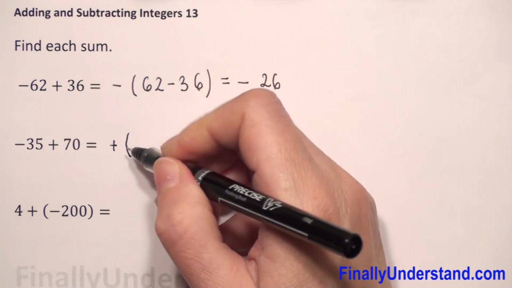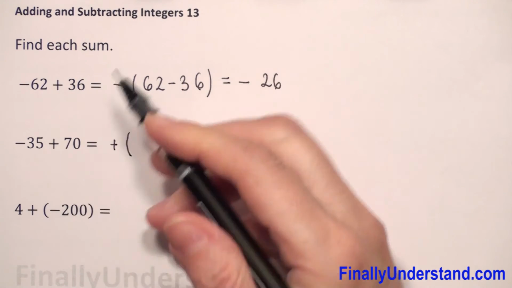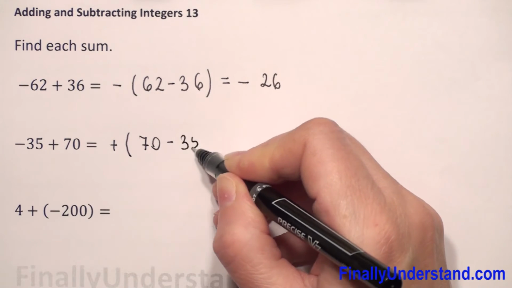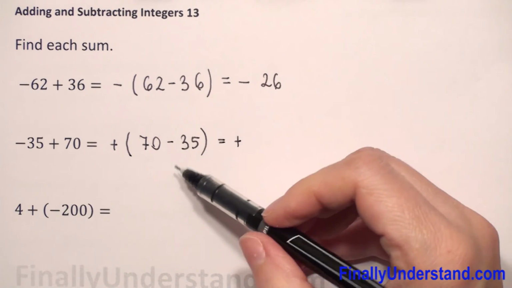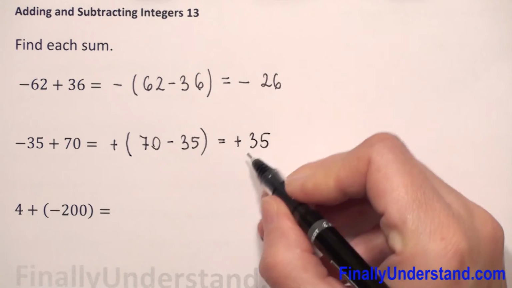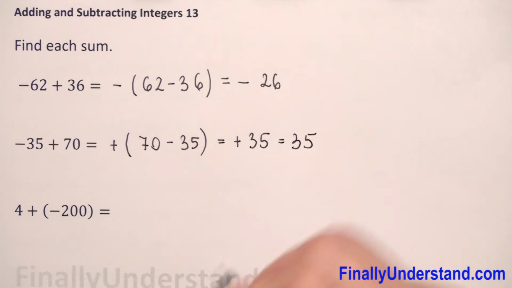In parentheses, we just subtract the smaller number from the greater number. So we have 70 minus 35. The positive sign we can rewrite, and we have 70 minus 35 is 35. We never write positive signs, so this is just 35.